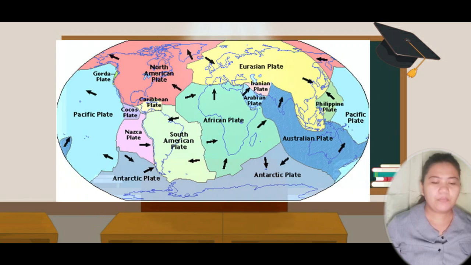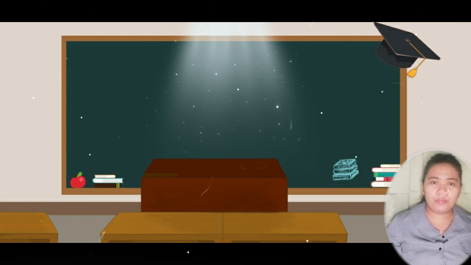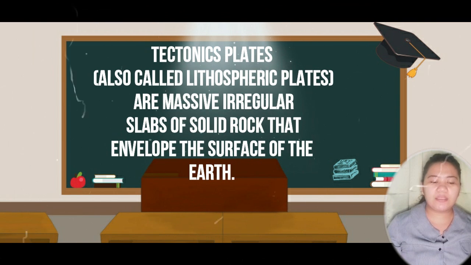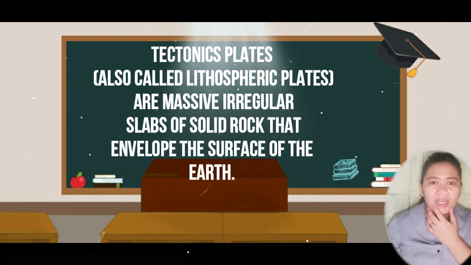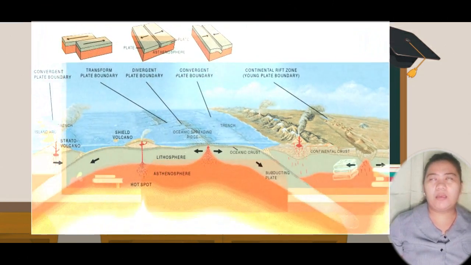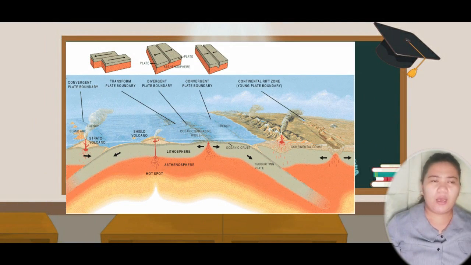islets. Tectonic plates, also called lithospheric plates, as we know nowadays, are massive irregular slabs of solid rock that envelop the surface of the Earth. Again, these slabs of rock are fragmented irregularly. They are not regular in shape. They are fragmented into different shapes, sizes, and forms.